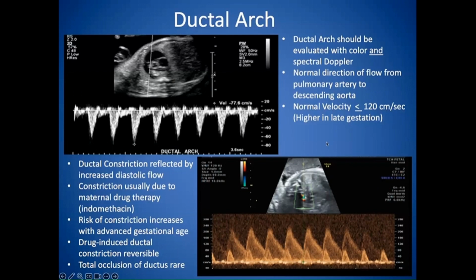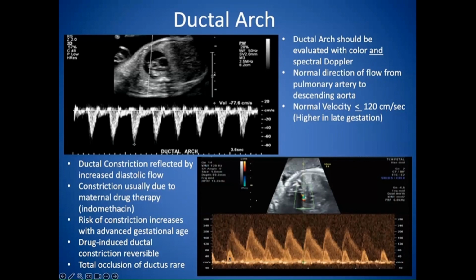The other thing to keep in mind is really ductal constriction, which I mentioned is what they might be concerned about, particularly in moms who are on things like indomethacin or steroids if they have an autoimmune disease. It's reflected by increased diastolic flow. So that's really what they're going to look at to make their diagnosis, regardless of what the peak systolic velocity is. Okay. You can see in our abnormal image down here, we have quite a bit of diastolic flow. That's different than what we see here in our normal flow through the ductal arch.